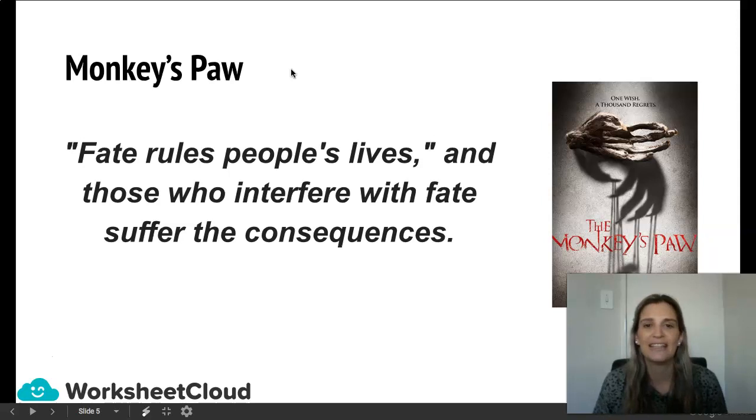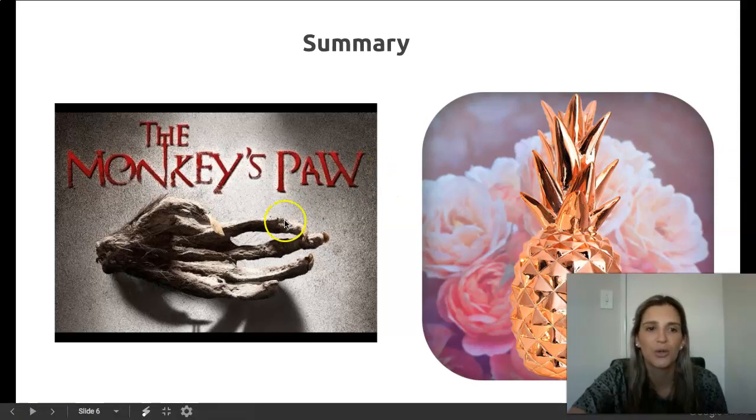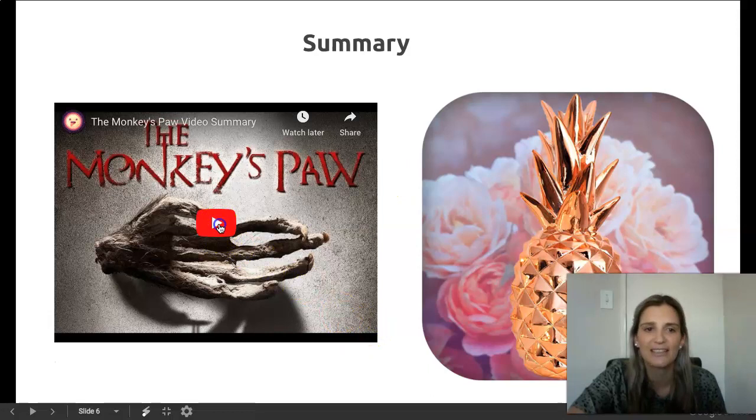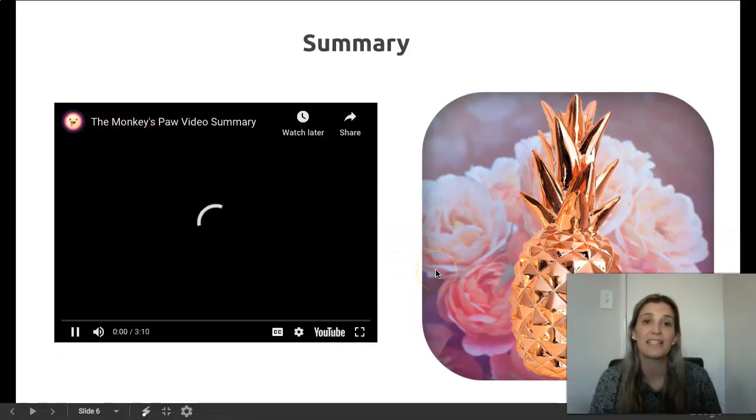So this is going to lead us into what is Monkey's Paw. Now when we look at it, it looks really quite scary. And if we look at the top there, it says 1 wish, 1,000 regrets. So if you can get your hands on the short story, I'd love for you to also read it. We're going to look at a quick summary of the Monkey's Paw, so sit back and relax.